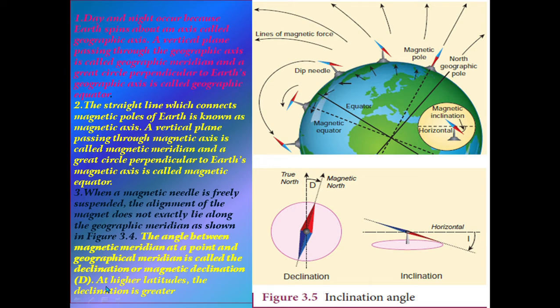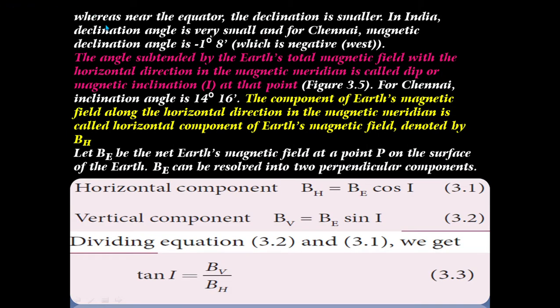At higher latitudes, the declination is greater. Very, very important point. Note this: at higher latitudes, the declination is greater. Whereas near the equator, the declination is smaller. In India, declination angle is very small, and for Chennai, magnetic declination angle is, this is a very, very important point for your objective, 1 degree 8 minutes, which is negative west.